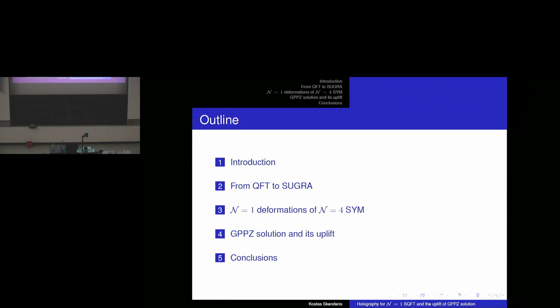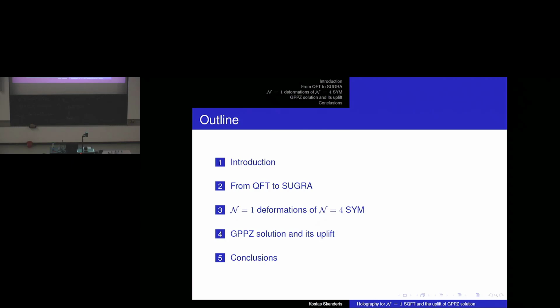I'll try to see how to go directly from quantum field theory to supergravity, avoiding complicated supergravity computations. What people in the heroic days of AdS/CFT were deriving as potentials from supergravity with very complicated computations can be understood conceptually very simply by understanding what is happening on the quantum field theory side. Then I will outline the classification of N=1 deformations of N=4 Yang-Mills that can be understood holographically. And I will finish by discussing the GPPZ solution and its uplift, and then I will conclude.